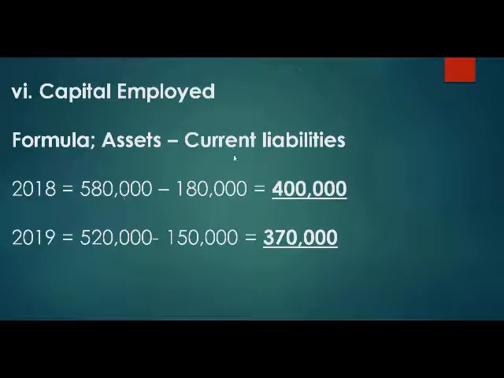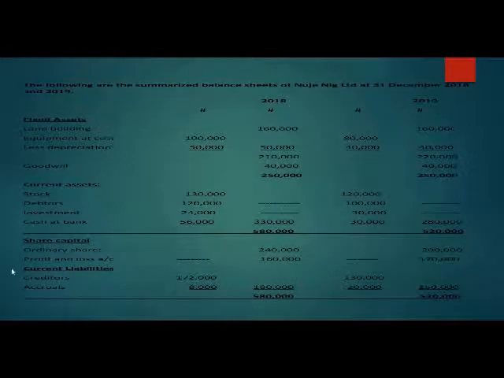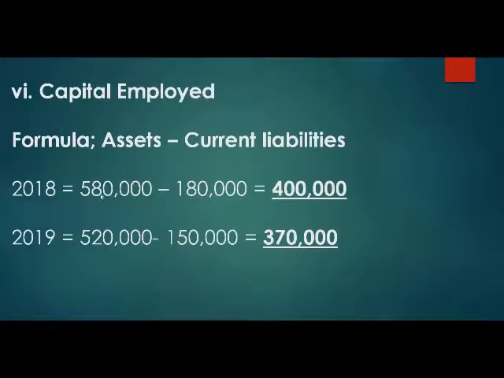Then let's look at how to ascertain our current liabilities. The current liabilities, we have two: creditors and accruals. Creditors is 172,000, then accruals is 8,000. So 172,000 plus 8,000 will arrive at 180,000. So automatically 580,000 assets minus the current liability of 180,000, we will now have our answer, which is 400,000.